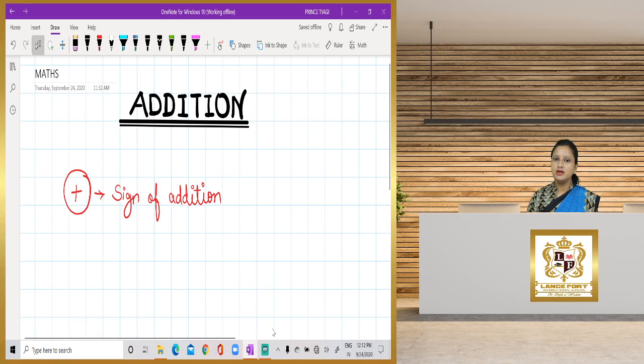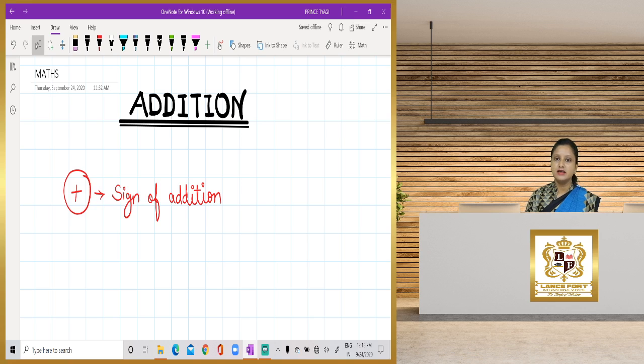Today I am going to deliver a lecture on the topic addition. First of all, we should know what is addition. In simple words, we can say addition means combining two or more numbers or objects together. Now, we should know what is the sign of addition. As you can see, this plus sign is known as the sign of addition.